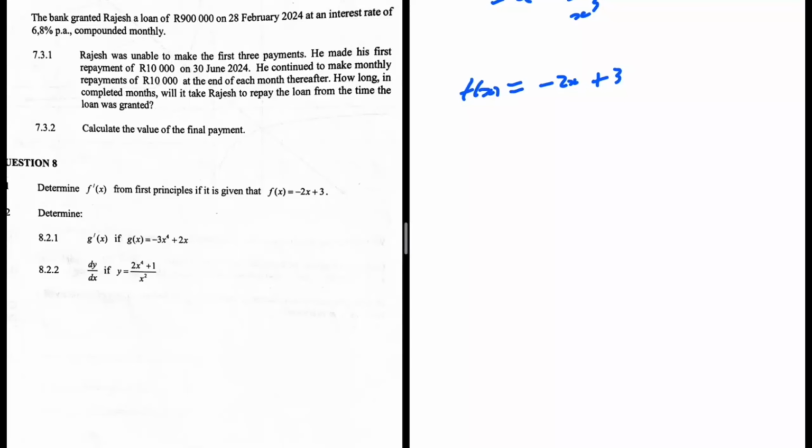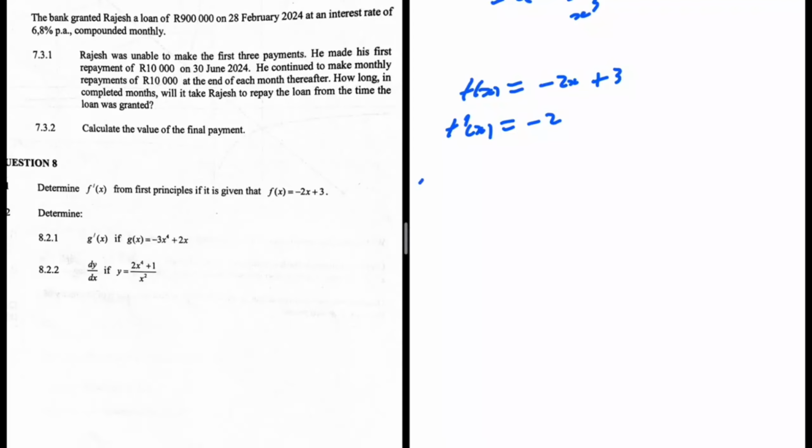If we were to use the power rule to find the derivative, we would have f prime of x being equal to minus 2. But we are supposed to use first principles. This just helps us to know which answer we're supposed to get.